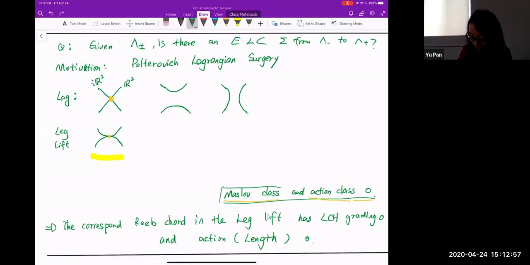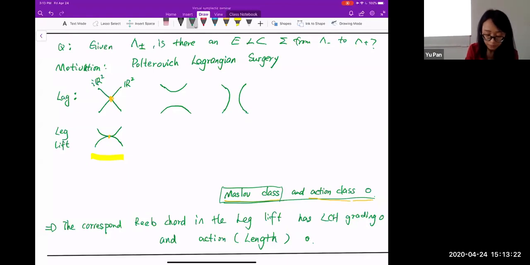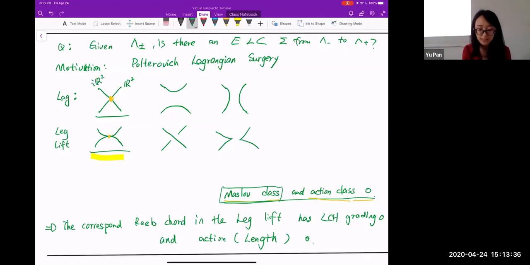Another way to understand this Maslov class being zero is to say that it ensures that after surgery, the Maslov number of the surface after surgery is still zero. So I'll keep here: on the Lagrangian lift picture, this is what it looks like for the singular surface. And for the other two, one can draw it in the following way. You can see from the Lagrangian lift that the surfaces after surgery are all embedded exact Lagrangian surfaces.